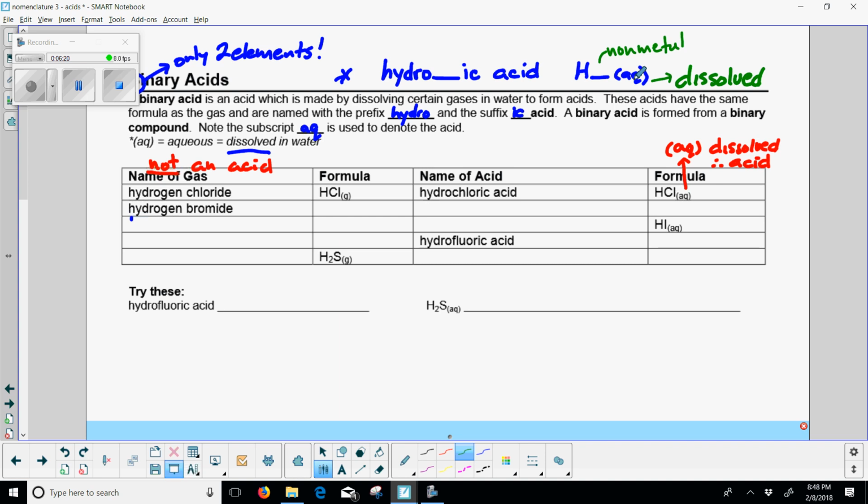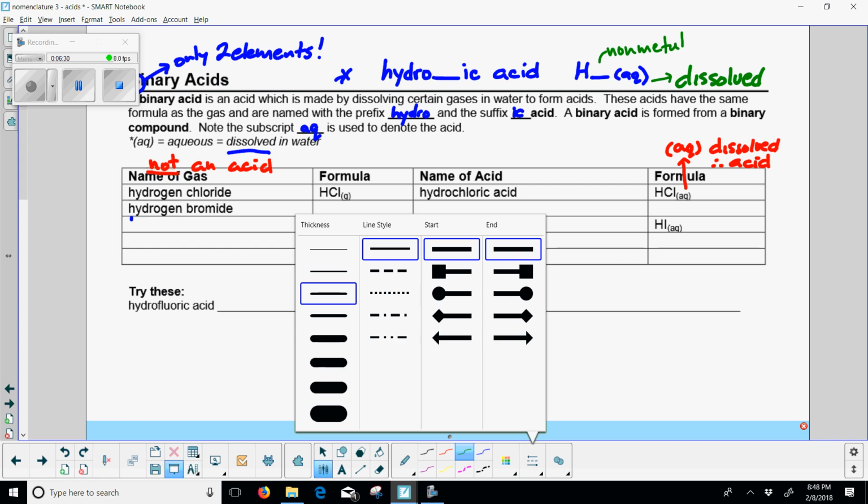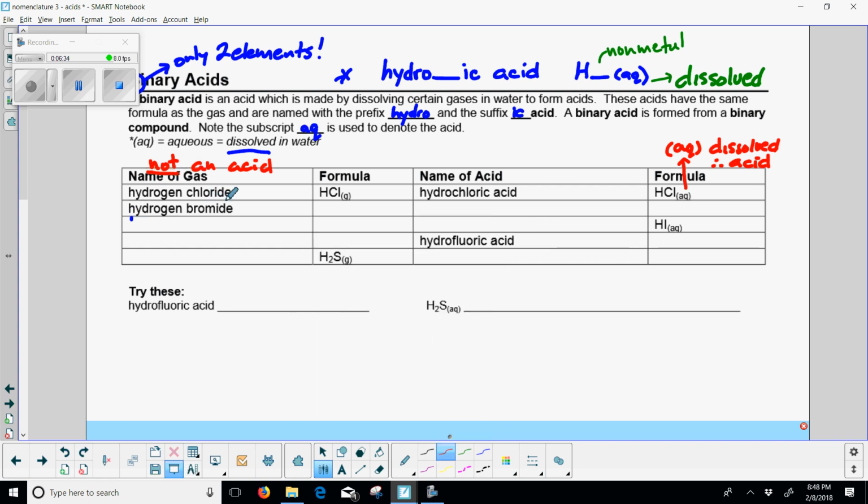So let's look at a couple of these. On this side, I'm going to be listing these various gases. These are the gases that dissolve in water to give you the acid. So for example, let me just change this. What happens is for hydrogen chloride, it's a gas, you put it in water, it forms hydrochloric acid. And we put the HCl AQ. If you don't have the AQ, it's not an acid. Hydrogen bromide, here we go, hydrogen bromide.